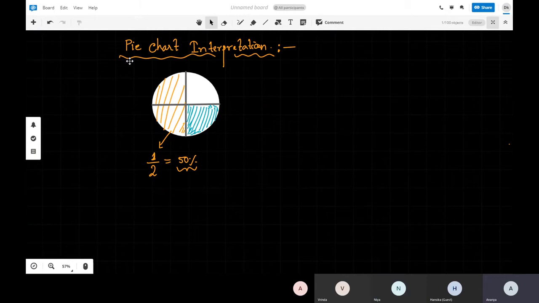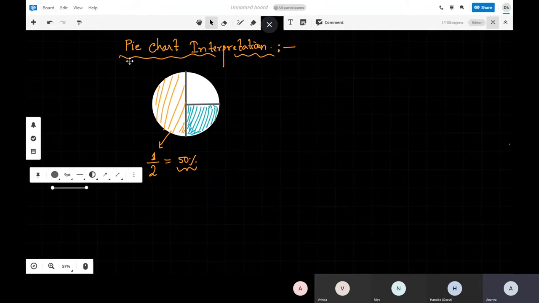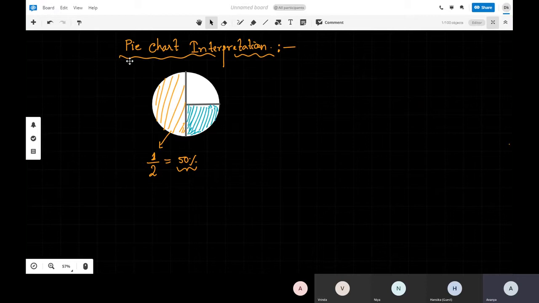Even though I have just marked one side of it, if I extend this particular line, we would see that we've got 4 equal parts of the pie chart. Out of those 4 equal portions, we are shading just one of it. So this portion is 1/4 of the pie chart. And 1/4 is equal to what percentage? 25. Do you agree? Yes, absolutely. It's 25%.